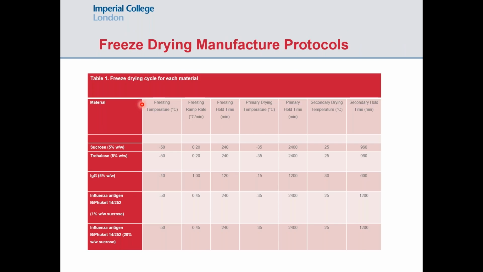So here is the experimental matrix for the materials we'll look at today. 5% sucrose, 5% trehalose, 5% IgG, an influenza antigen, and 2 different influenza antigens with sucrose. The freezing temperatures, the rates, and the conditions it took. And these typically would take 2 to 3 days to freeze dry the product. It's not a fast process, freeze drying, it's quite slow.